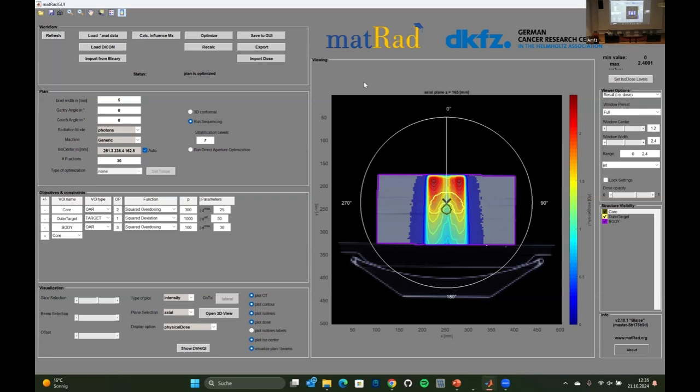How did the optimizer make this choice? And these are where the functions come in, right? We had these functions decided upon.